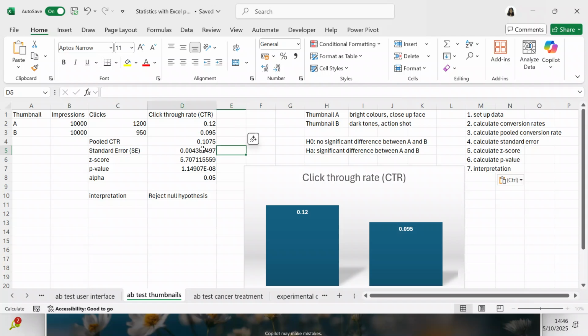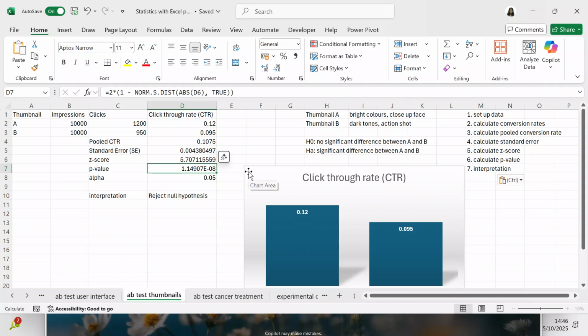We calculate our standard error as being the square root of brackets D4, which is your pooled click-through rate, times 1 minus D4, times 1 divided by B2 plus 1 divided by B3, and that gives you a standard error of 0.00438. We calculate our z-score as being D2 minus D3, so that's 12% minus 9.5%, divided by D5, which is your standard error, so that gives you a z-score of 5.707.